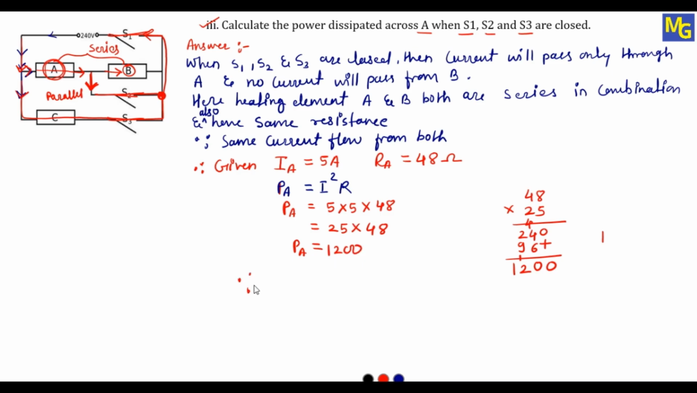Therefore, the power dissipated across A is 1200. And what is the unit of power? It is watt. So I'll write it, watt. So like this, we have completed the answer of all the questions: question 1, question 2 and question 3. So here we have completed the answer for the 5 marks question from section C physics.